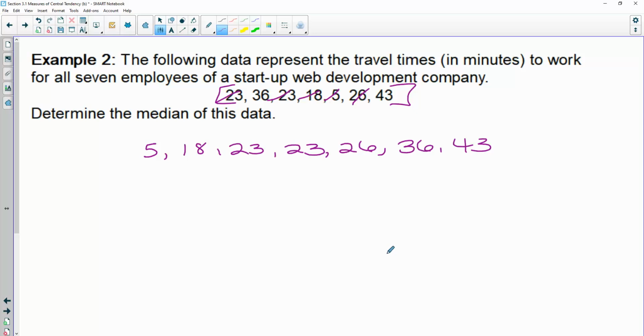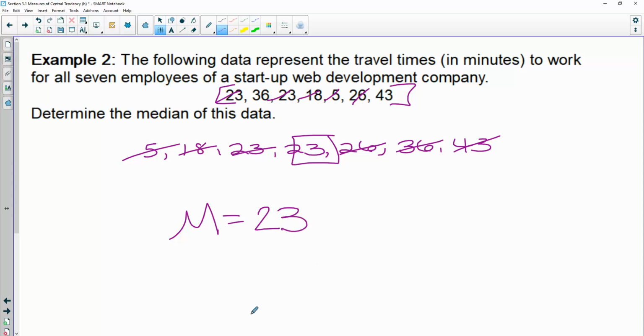So what's in the middle? Basically, think of it as marking off your high and low. What if you came down to two numbers left? You averaged. So if I had like 23 and 26 both left, you would add them up, divide by 2. But here our median is just 23. Alright, so far so good?